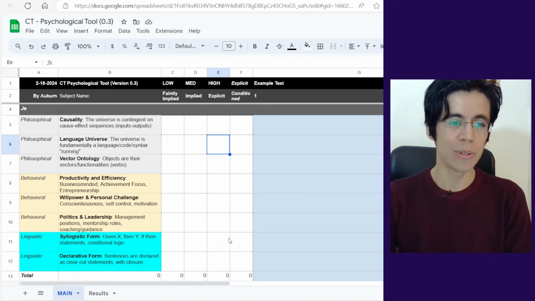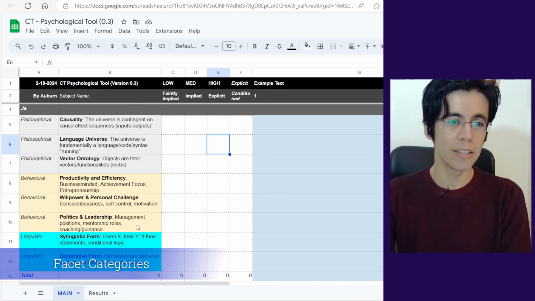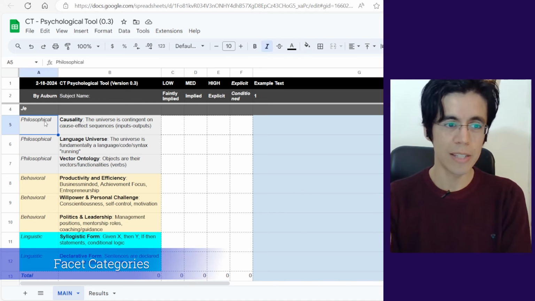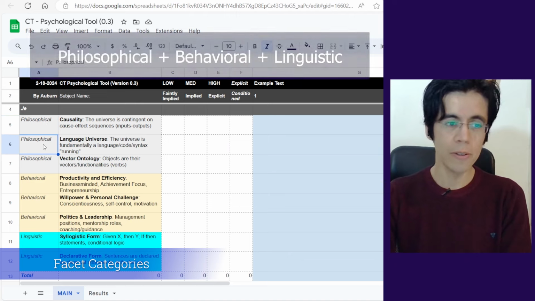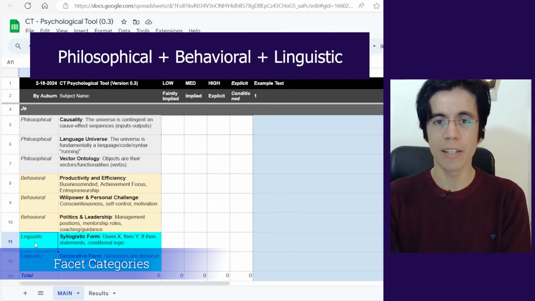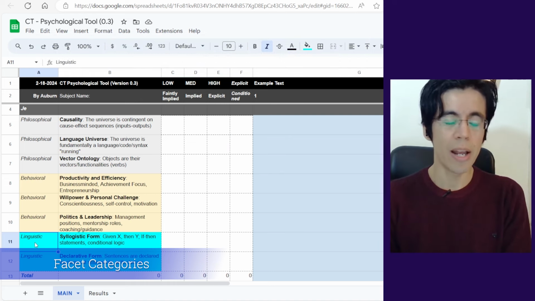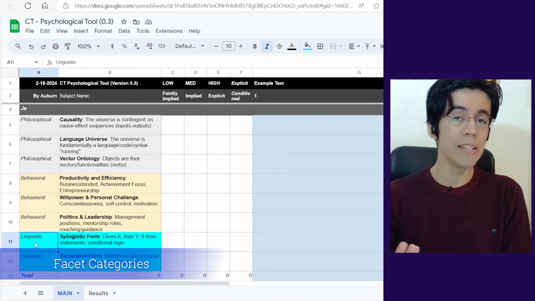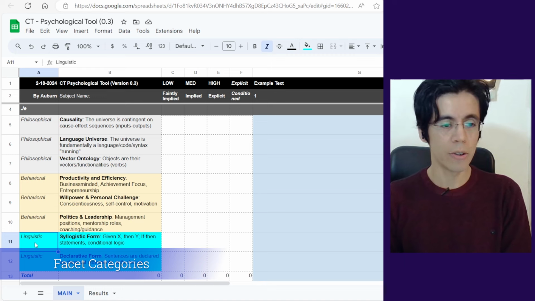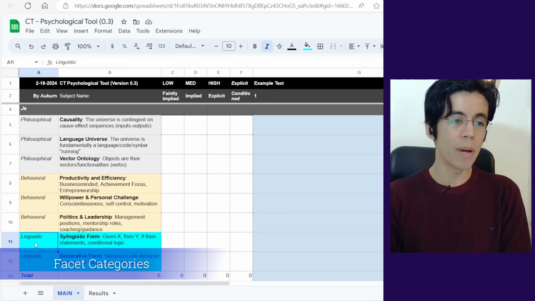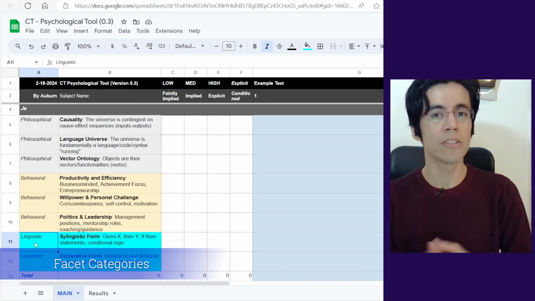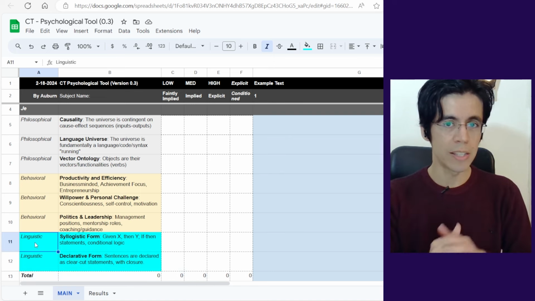So now let's get into it. How does this tool work? So over here you see that these facets are divided into three sections. They are philosophical, behavioral, or linguistic. So why these three? Well, each one of these on its own has its pros and cons. The best analysis, according to my current way of thinking, is done by a combination and a balance of these three, checking and balancing one another.